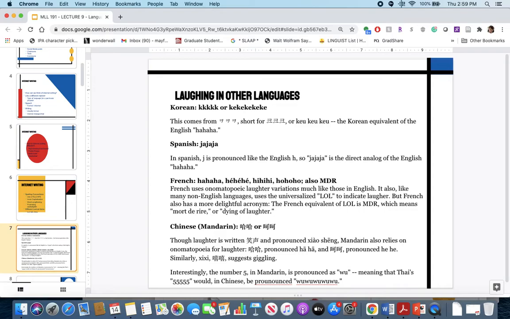And Chinese has different characters for laughing. And if you use number 5, that could be pronounced as woo woo woo woo woo. And the same thing for number 8. So sometimes Chinese speakers will use 8 as a sign off because that means bye bye.